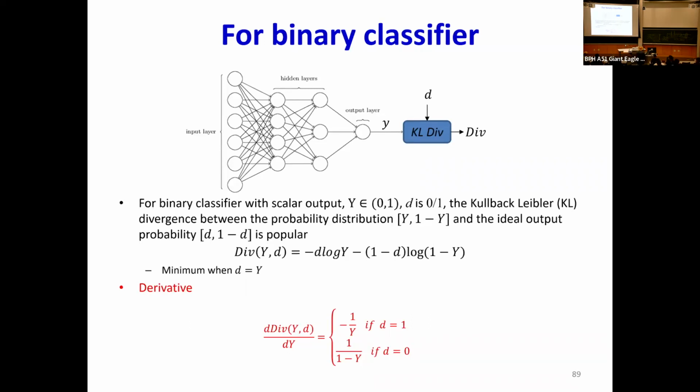Now, when I take a derivative of this, when d is 1, the second term disappears. So the only thing that remains is minus d log y. What is the derivative of minus d log y with respect to y? d is 1, right? So what's the derivative of minus log y? Minus 1 over y, right? Is this going to be positive or negative?